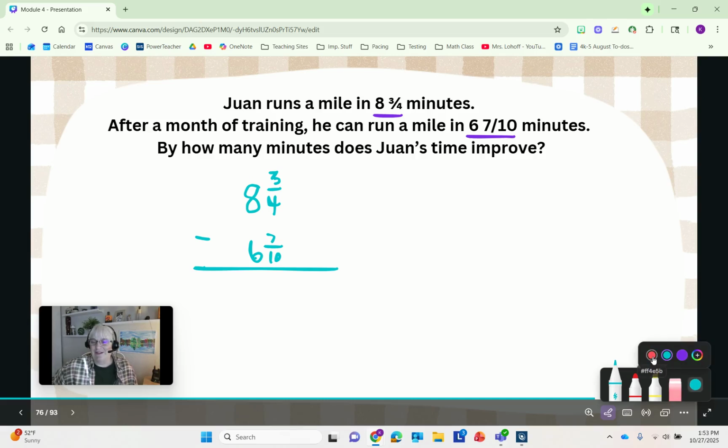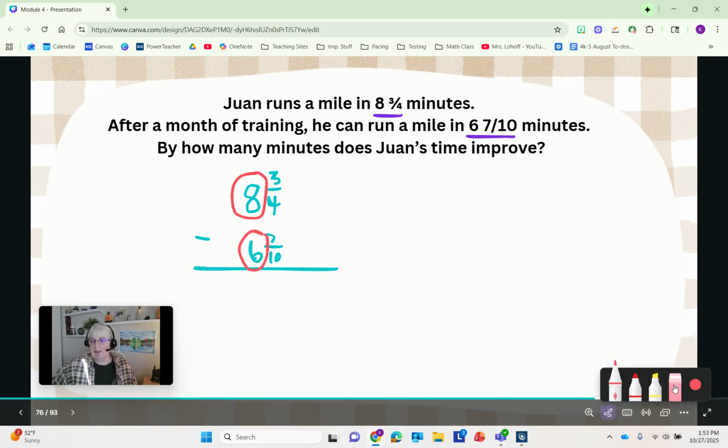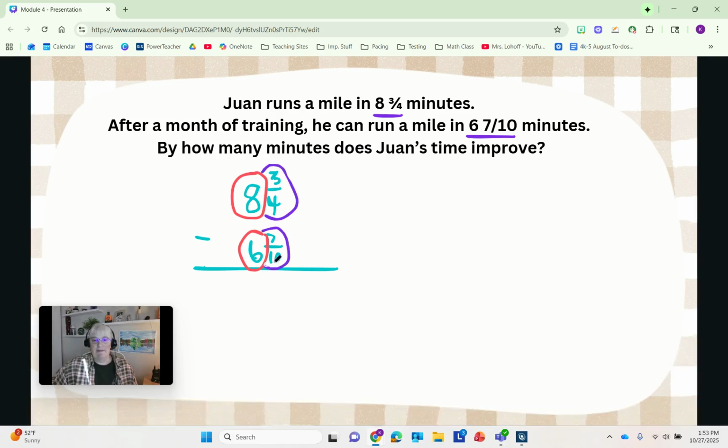Let's go ahead and circle our whole numbers in red, 8 and 6. And then our fraction parts we're going to circle in purple, 3/4 and 7/10. And that's what we're going to start with. 3/4 minus 7/10. When we add or subtract fractions, our denominators need to be the same.